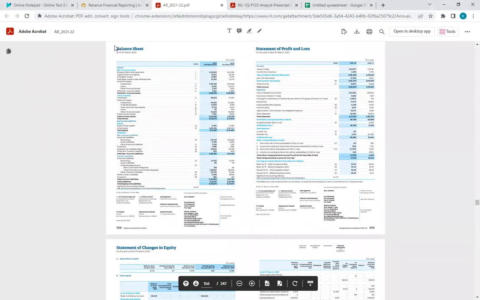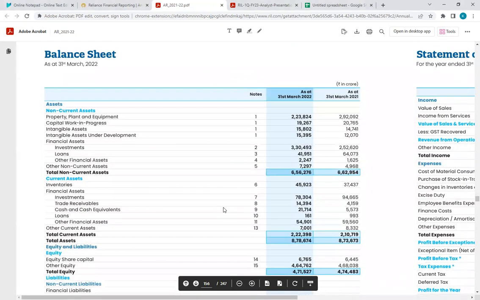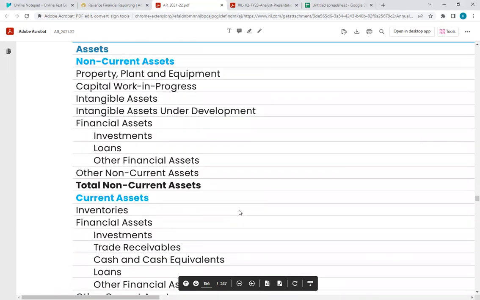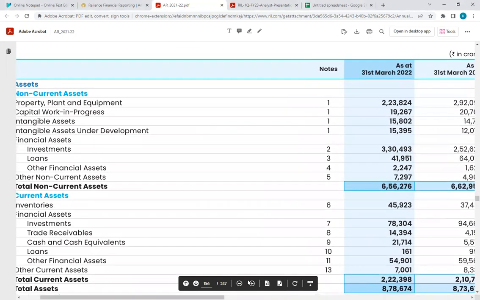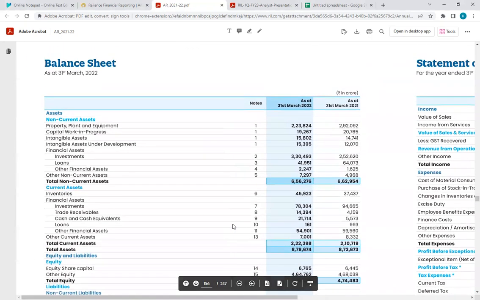So here this section is the balance sheet, and this is another statement, which is the profit and loss statement. I will explain this in the next session, but our focus is on the balance sheet for the day. Let me zoom in so that you can view it clearly. Let me zoom in more. I hope it is visible for you.